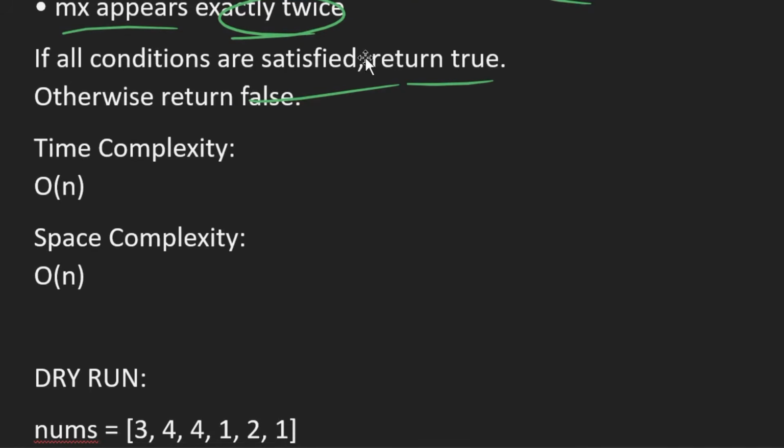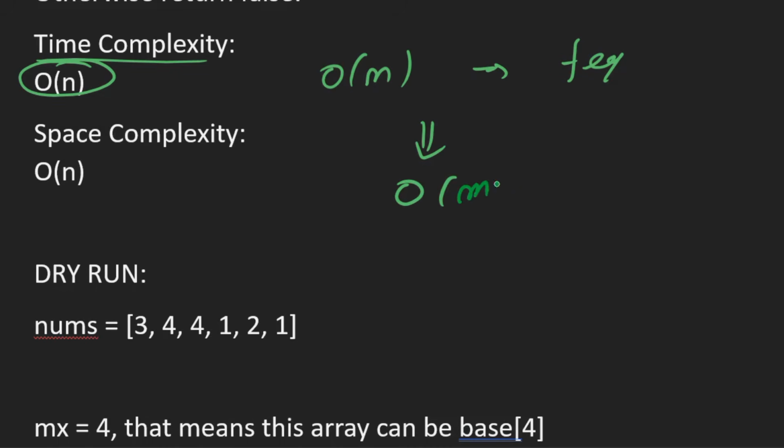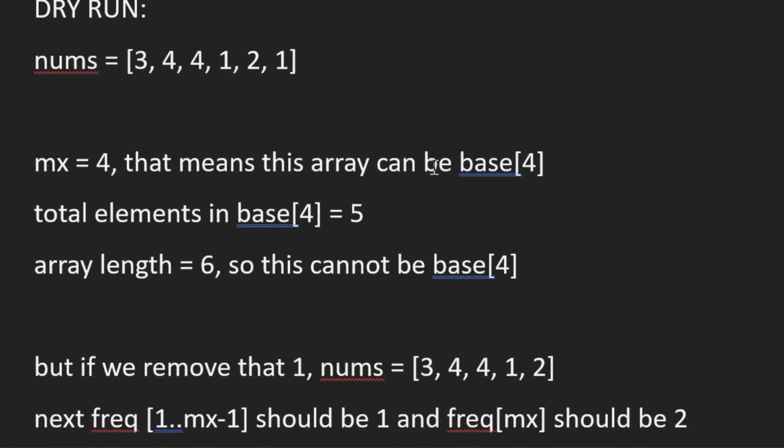So if you see the time complexity, we are iterating over the array only once. So our time complexity will be big O of n for finding the frequency, and then for verifying our time complexity will be big O of mx, and space complexity is big O of n. So let's try to understand with the help of an example.